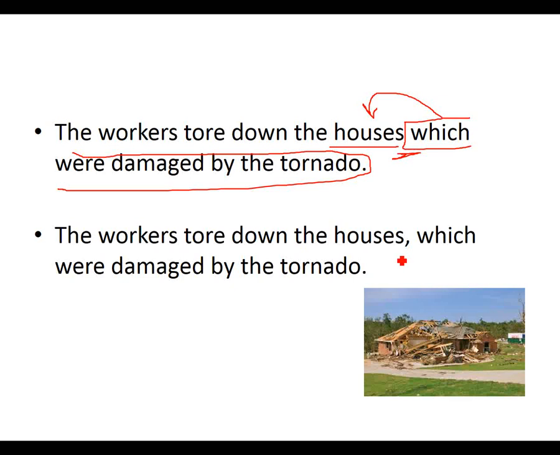And in the second one: the workers tore down the houses, which were damaged by the tornado. In this situation, we see a comma, which means that the adjective clause is not identifying which houses we're talking about. So that means that all of the houses were torn down and were damaged by the tornado.